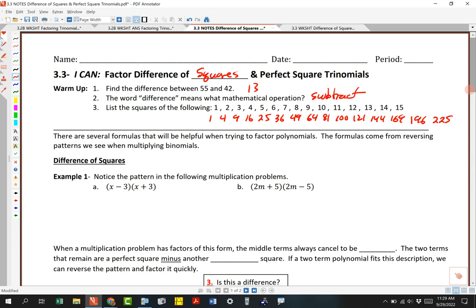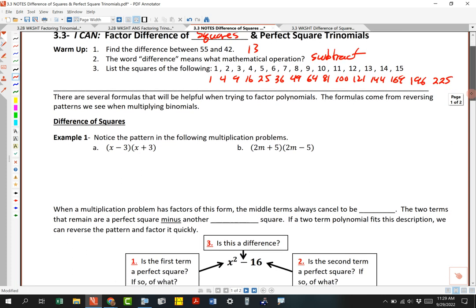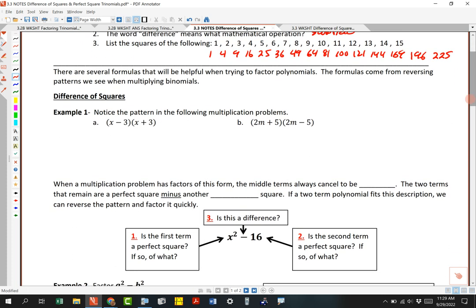So we're going to add 2 more rules for factoring today, and we're going to do it in a little bit different fashion. Sometimes we call these special products. So the I can statement for today is I can factor difference of squares and perfect square trinomials. So we're going to add to our big long list of how we factor stuff, but we're going to do that at the end, and we're going to spot some patterns in the way we multiply binomials.